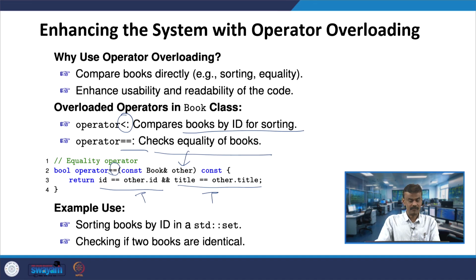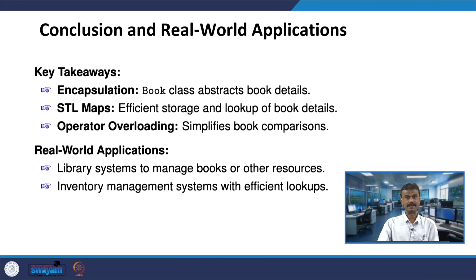So for that we can use operator overloading. So sorting books by ID, also we can use set, for checking whether the two books are identical or not. So we have talked about set, map, everything. Whatever STL that we have studied in the past few classes, we can make use of these in this case study.